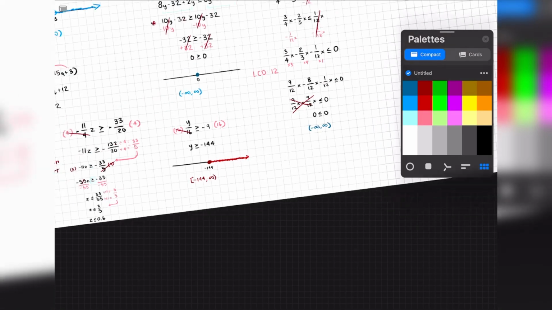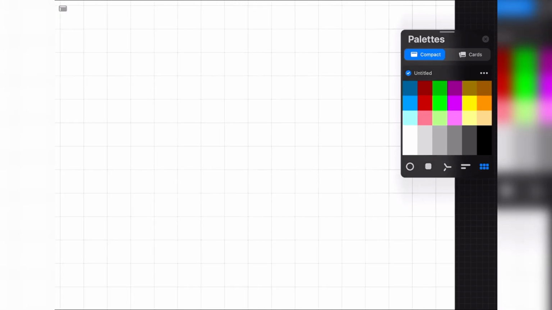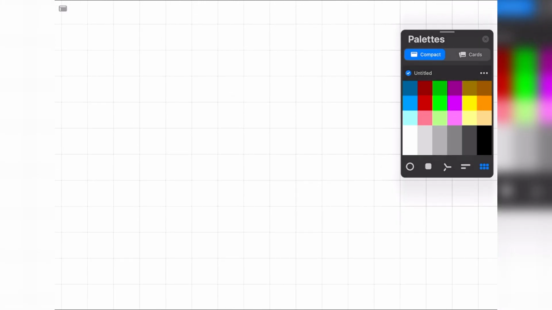Okay, so for this next one, we have something different from what we've been doing. We have a word problem. Here we have: 9 less than z is at least 25. I'm only going to do one of this one.